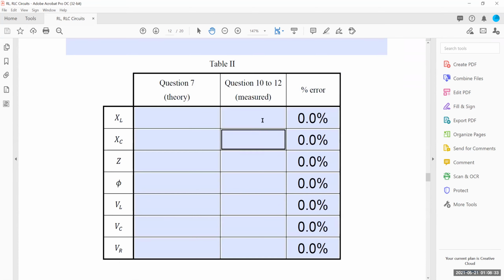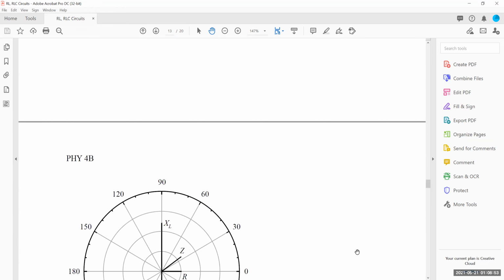Now, basically, you fill out this side now, okay? Now, you take VL minus VC divided by VR, and you're going to find the arctangent of that, and that's going to be your measured value of phi. Because all of this data is measured now. And you're going to compare side by side and tell me if there is an agreement or disagreement between the data. That is, in a nutshell, what you're doing.